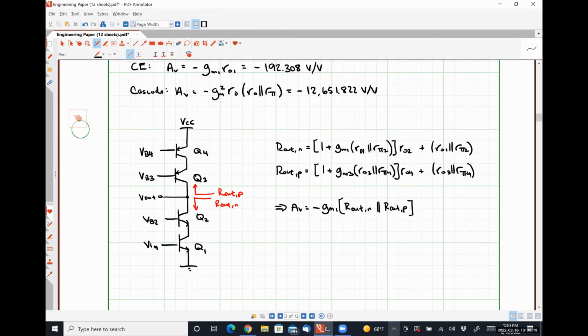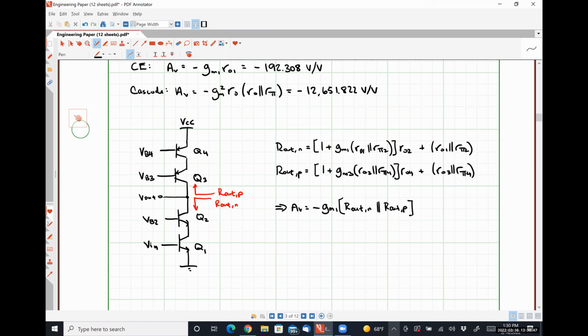The maximum practical achievable gain is half of this, because the best thing that we could do would be to make this PNP current source exactly match the NPN side, right? If there's any mismatch whatsoever, that parallel impedance is going to be less than half of our N side, which means our gain is going to be smaller.